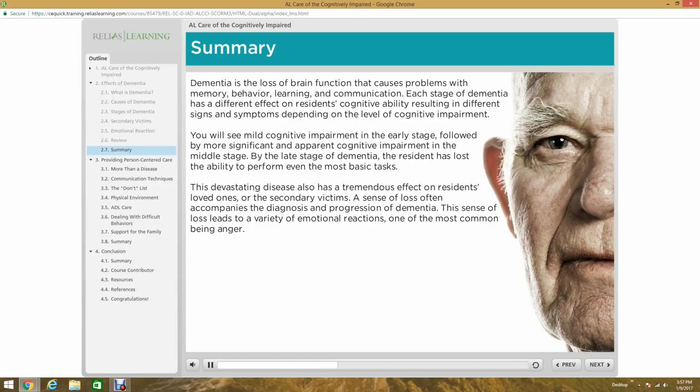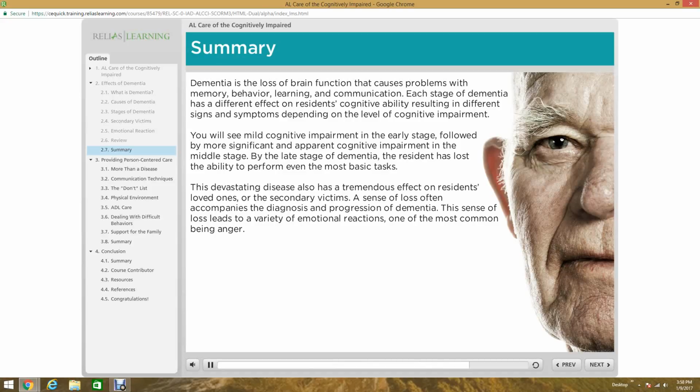You will see mild cognitive impairment in the early stage, followed by more significant and apparent cognitive impairment in the middle stage. By the late stage of dementia, the resident has lost the ability to perform even the most basic tasks. This devastating disease also has a tremendous effect on residents' loved ones or the secondary victims.